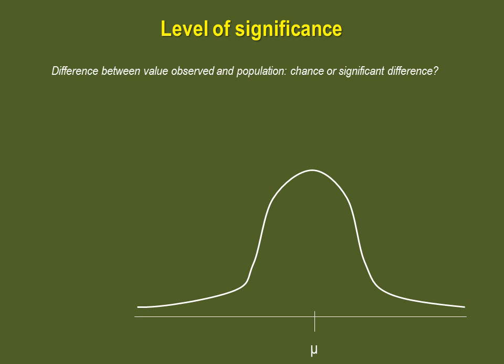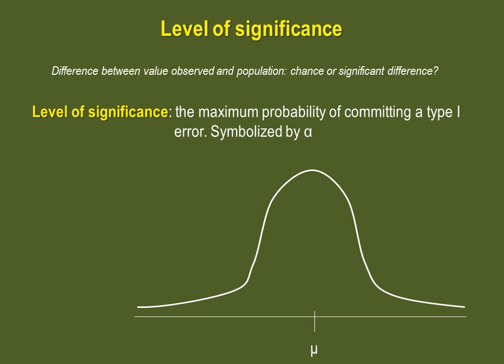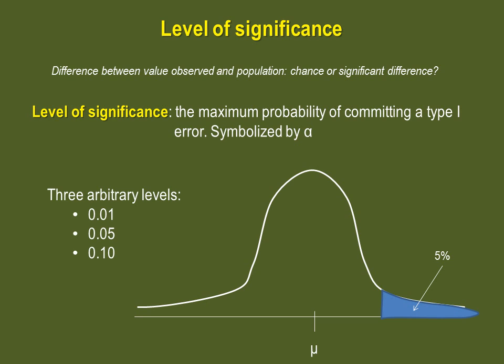The question of whether or not the difference between the value observed or calculated and the population parameter is due to chance or is significant depends on the probability of making a type 1 error. This probability is known as the level of significance. This is symbolized by alpha. There are 3 levels of significance that have been determined, notably 0.01 or 1%, 0.05 or 5%, or 0.1, 10%.